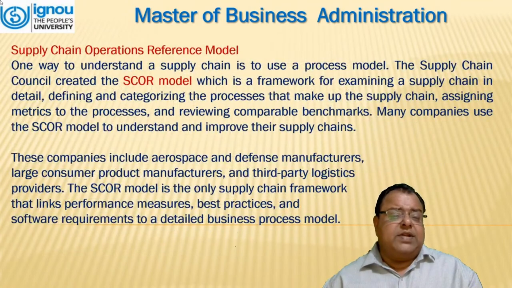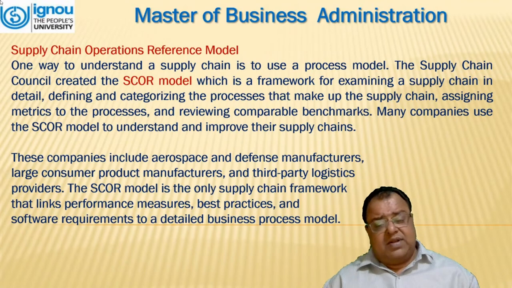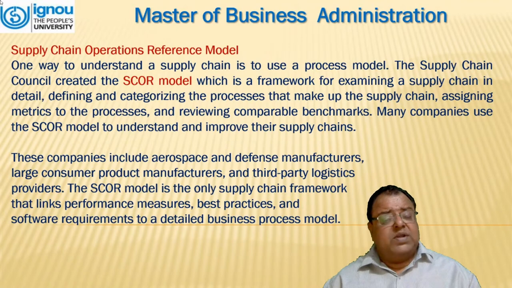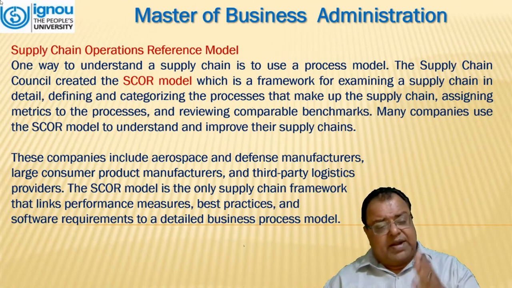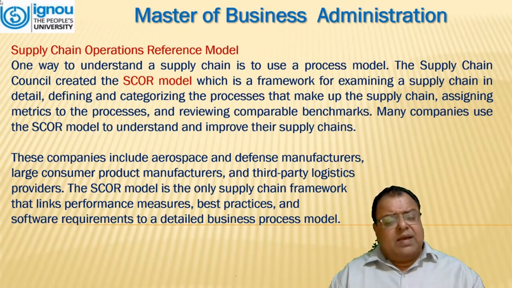Supply chain operation reference model, SCOR. One way to understand the supply chain is to use a process model. The Supply Chain Council created the SCOR model, which is a framework for examining a supply chain in detail, defining and categorizing processes that make up the supply chain, assigning metrics to the processes, and reviewing comparable benchmarks. Many companies use the SCOR model to understand and improve their supply chains.